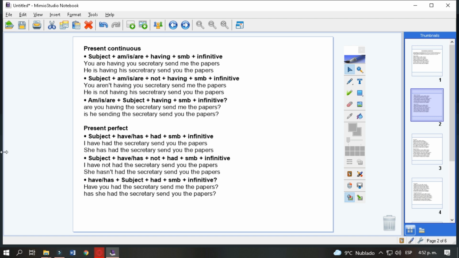In the negative, same thing, but adding not. I have not had the secretary send you the papers. She hasn't had the secretary send you the papers. For questions, we begin with have or has. Then I need a subject, had in the past participle because it is a perfect tense, the person that does the action and the action. Have you had the secretary send me the papers? Has she had the secretary send you the papers? And this is present perfect. Now in some minutes we are going to deal with past tenses.